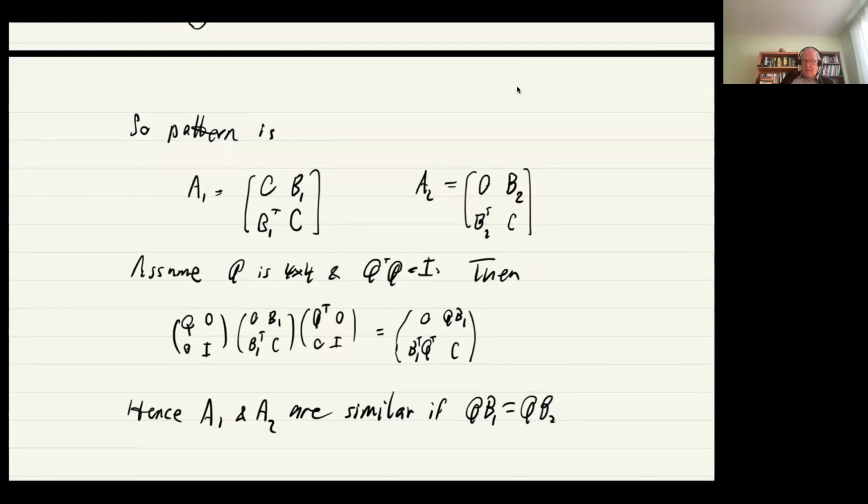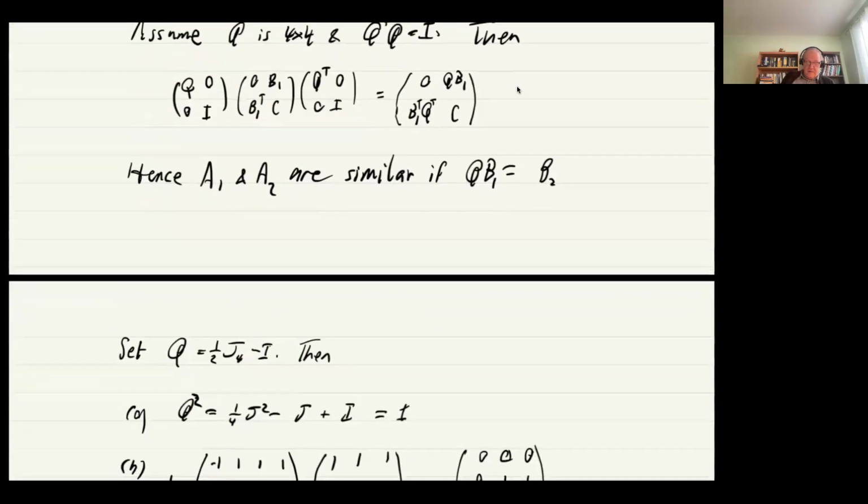And so I multiply it on, and I'm constructing a similarity transform. When I do that, nothing happens to C, nothing happens to the 0. The only thing that gets changed is that B1 goes to QB1. So the conclusion is that these two matrices are similar, provided that QB1 is equal to B2. Then the two matrices are similar.